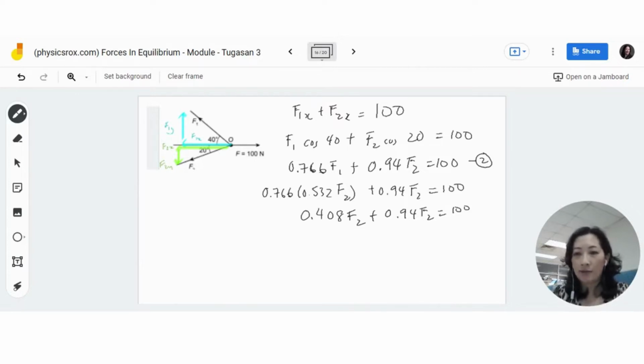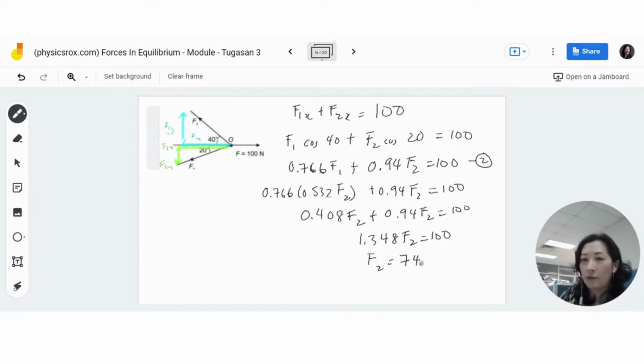We're going to add these two values together. That gives us 1.348 f2 equals 100, which means that f2 is equal to 100 divided by 1.348, and that gives us 74.18 Newton.